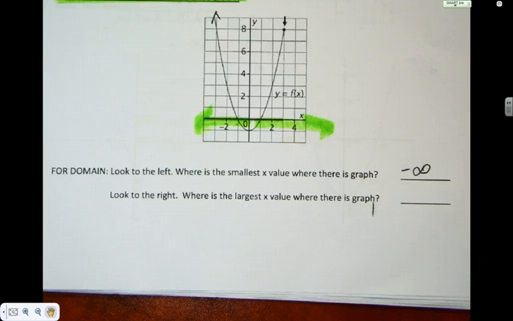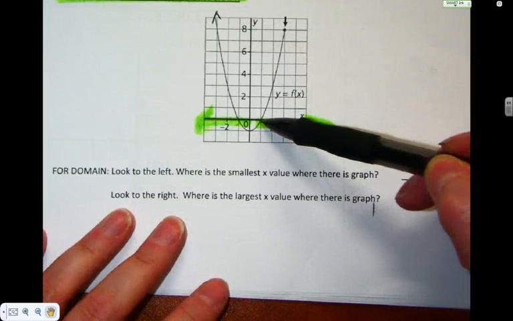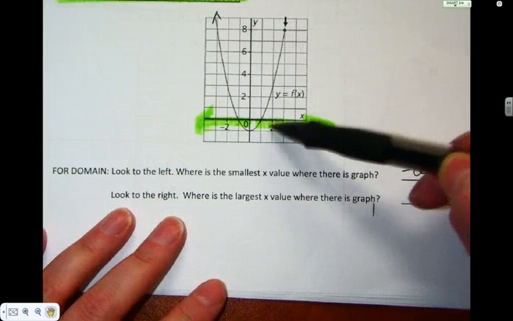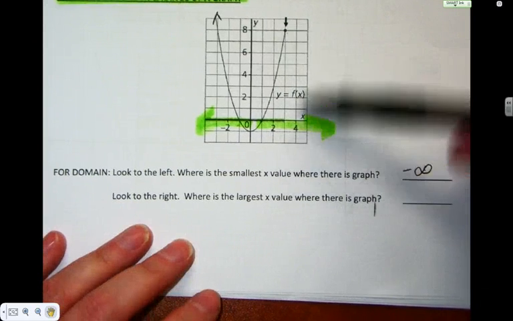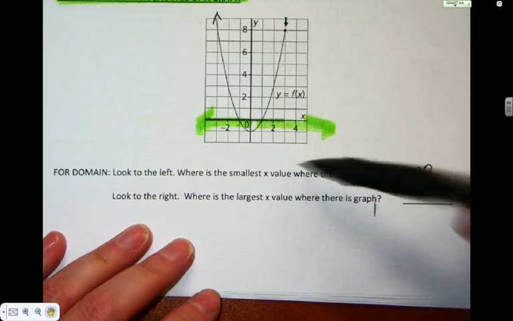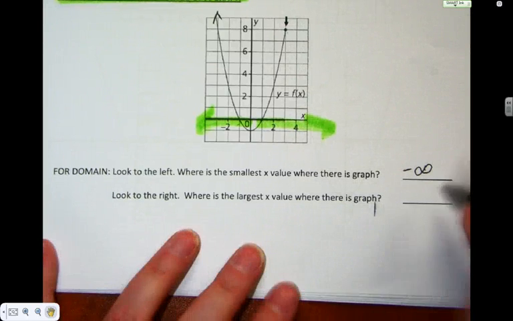Okay, let's do the right-hand side of the graph. So the first value is 1. Is there graph at 1? Is there graph at 2? Is there graph at 3? Is there graph at 4? So what's the largest possible X value?